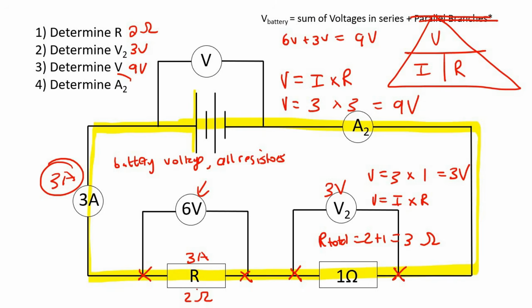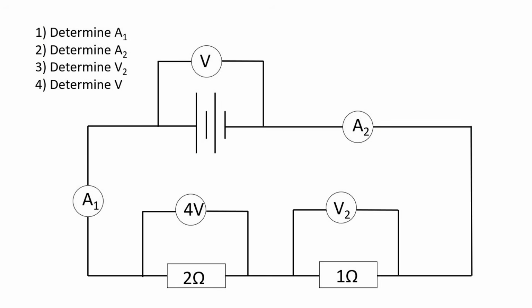The last question for this particular example says determine A2. So A2 and A1, or this one, are going to be exactly the same because this circuit is in series, and so all of the current stays the same. And so that will simply be 3 amps. So here's our next example.